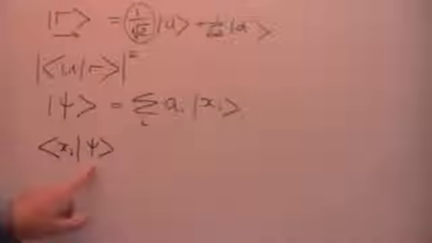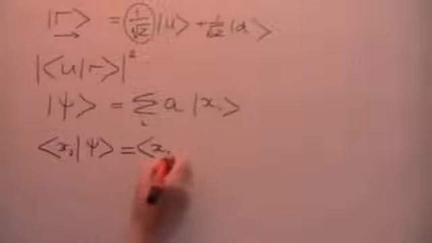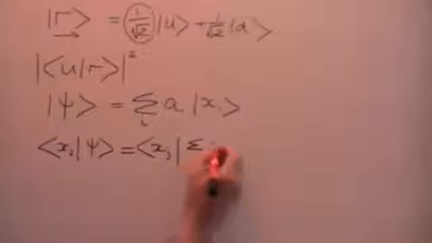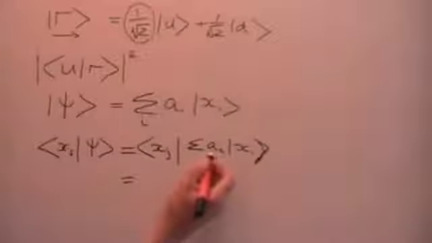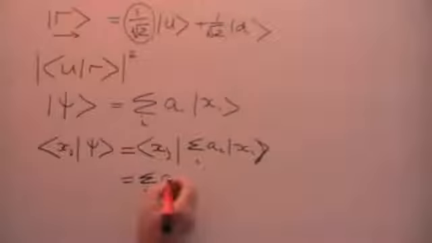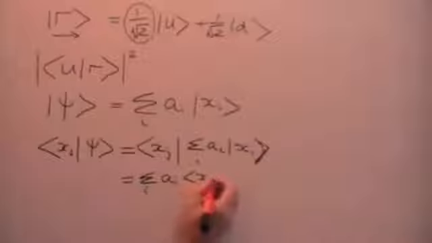I prepare the state psi, and I want to know what's the probability of measuring it in a particular state xj. Well, that's going to be the inner product of xj with psi, and now instead of psi I'm simply going to put in this term here, sigma over i of ai xi. Remember we can always pull the ai outside because that's a number, so we're going to get sigma over i ai times the inner product of xj with xi.